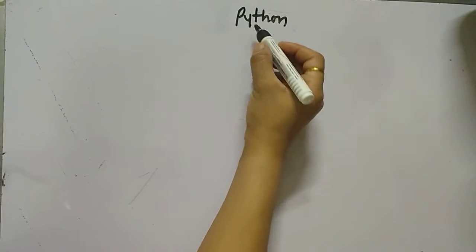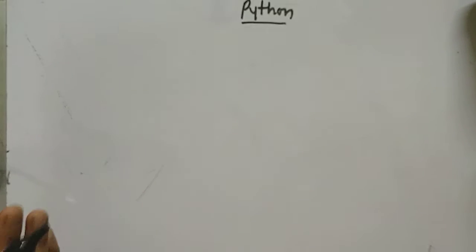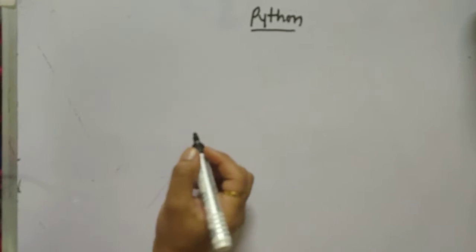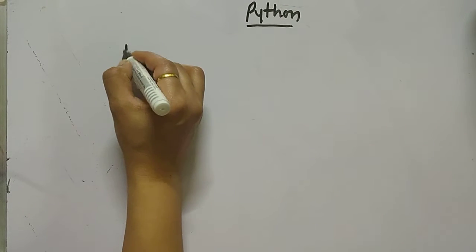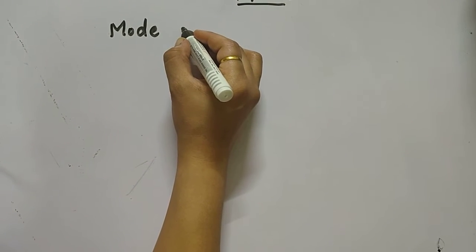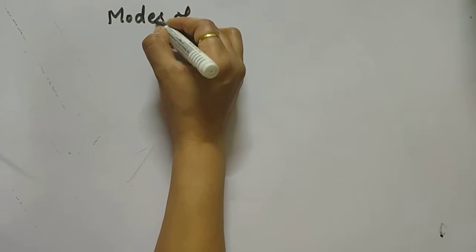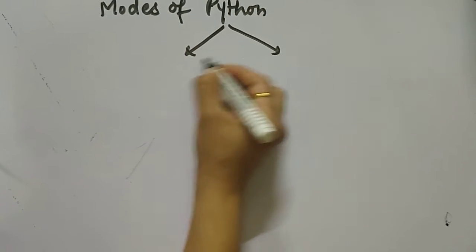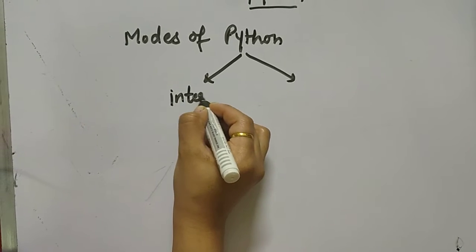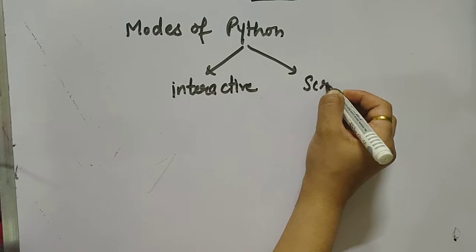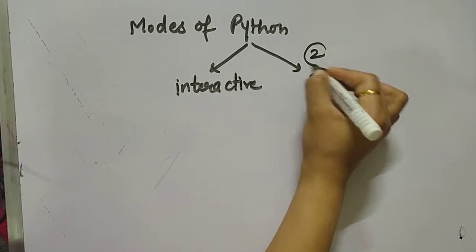Now we have done the installation, and we have Python ideally installed in our system. Now we will see how to write the code. First of all, there are two modes in which Python will work. The first one is interactive mode and the second one is script mode. So there are two modes.